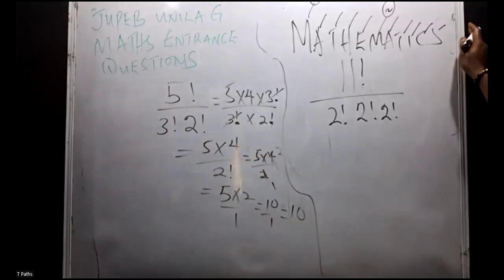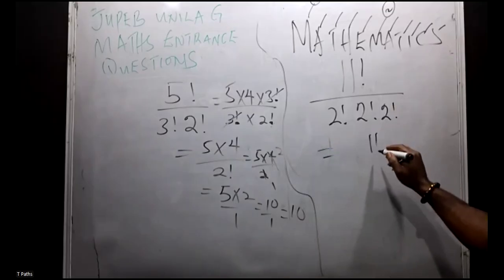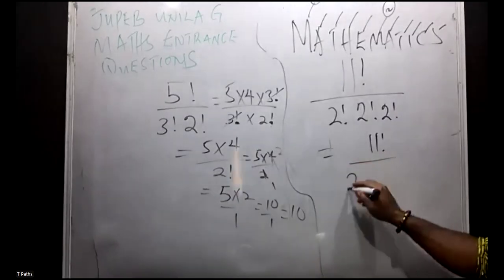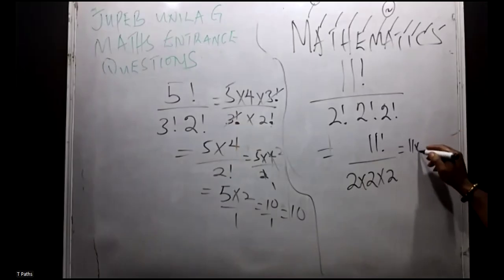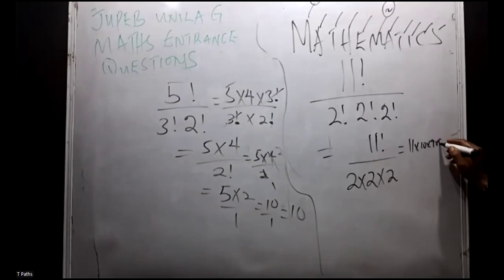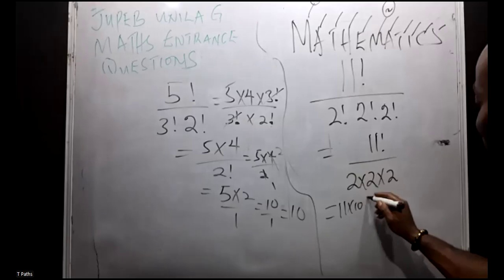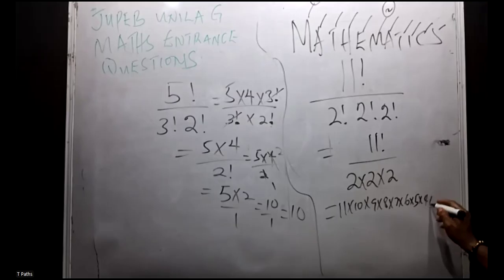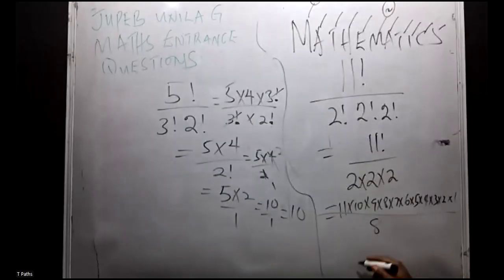This is permutation of indistinguishable objects. So in how many ways can the letters of the word mathematics be arranged? We have 11 factorial over 2 factorial times 2 factorial times 2 factorial. Let me write it here. 11 times 10 times 9 times 8 times 7 times 6 times 5 times 4 times 3 times 2 times 1 over 8. So 8 cancels here.